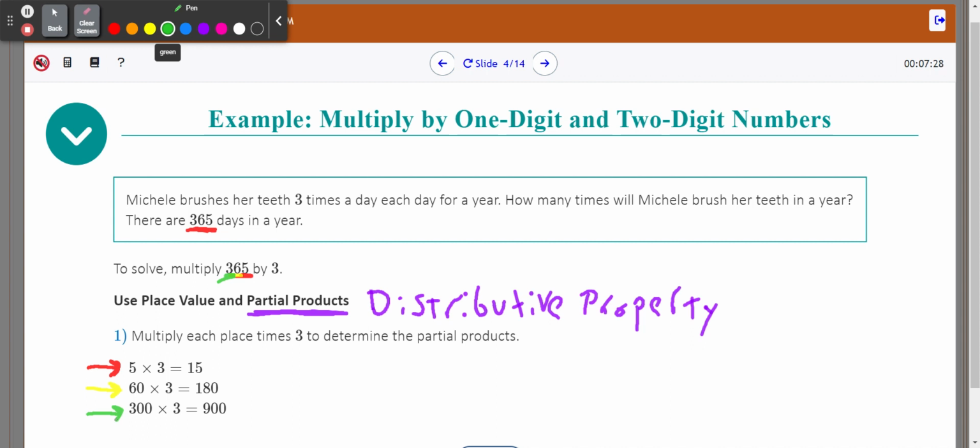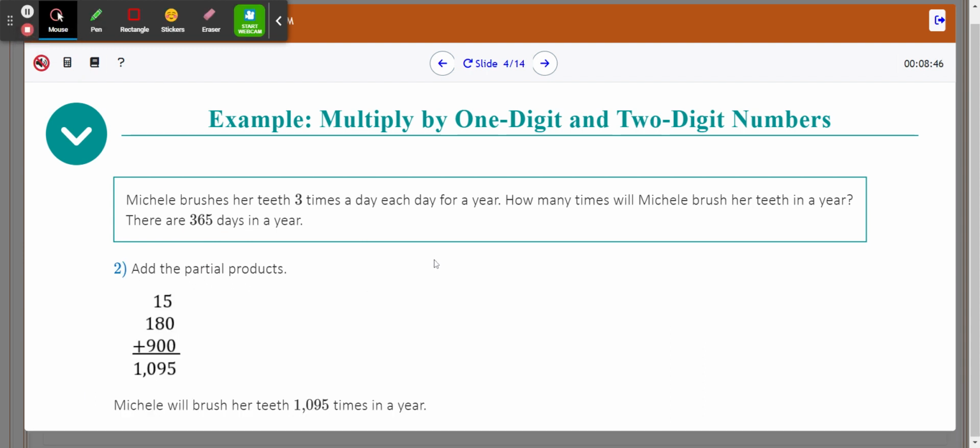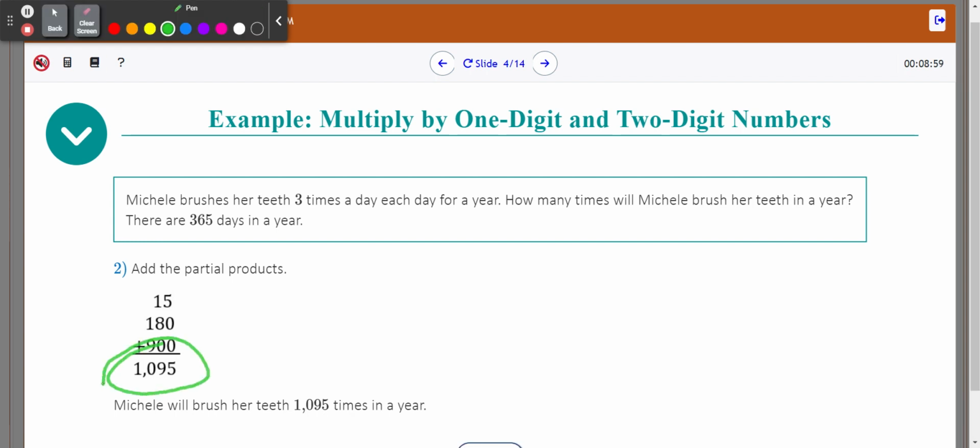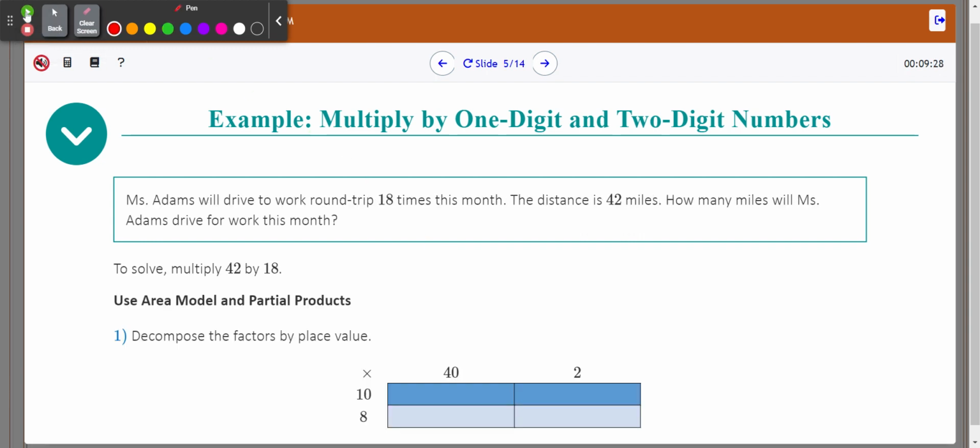So what we did was we took each place value and multiplied it by 3: 3 times 5, 3 times 60, 3 times 300. Now that we've got these all together, all we're going to do is add them together, and that gives us our total. If you take those numbers together, 15 plus 180 plus 900, you get 1095, and that's your answer. So this is called the distributive property.